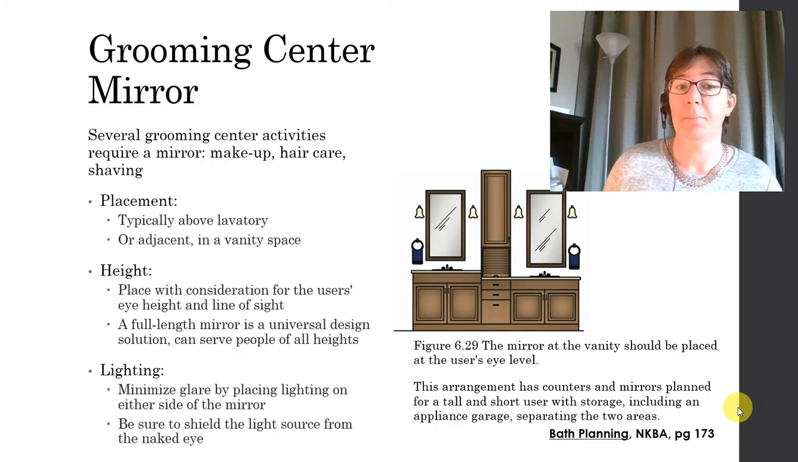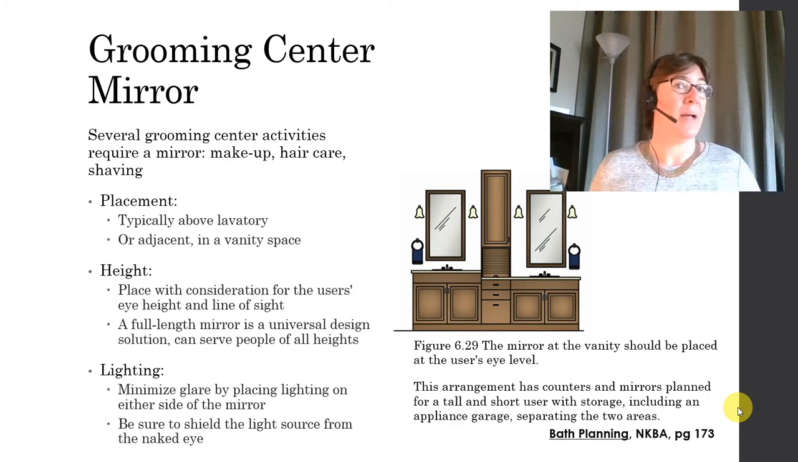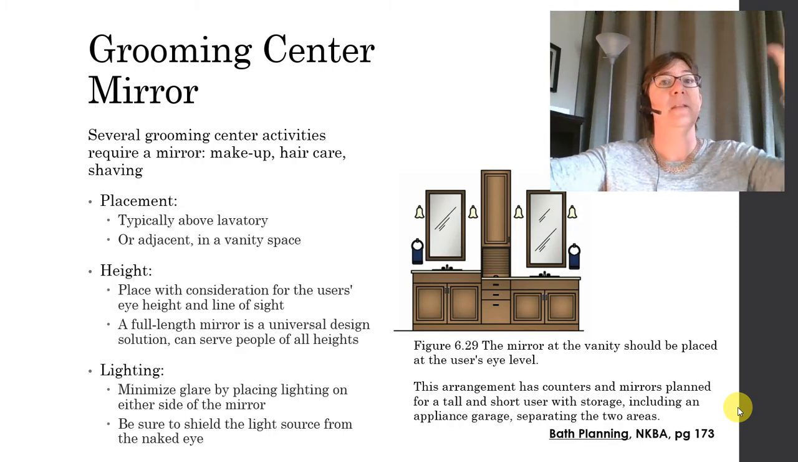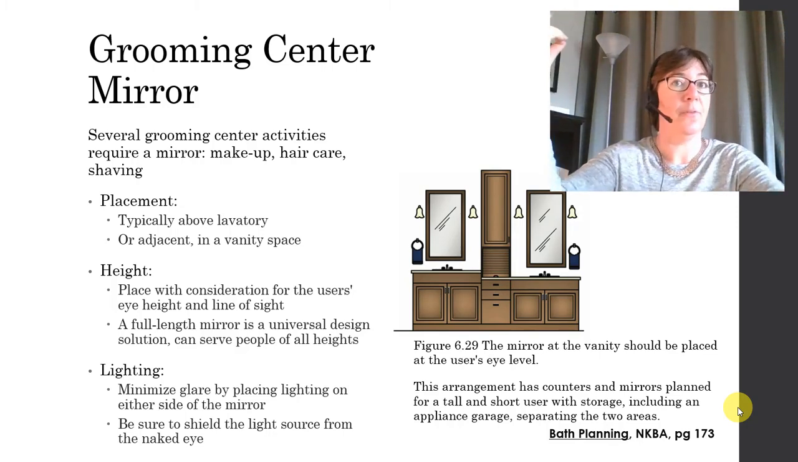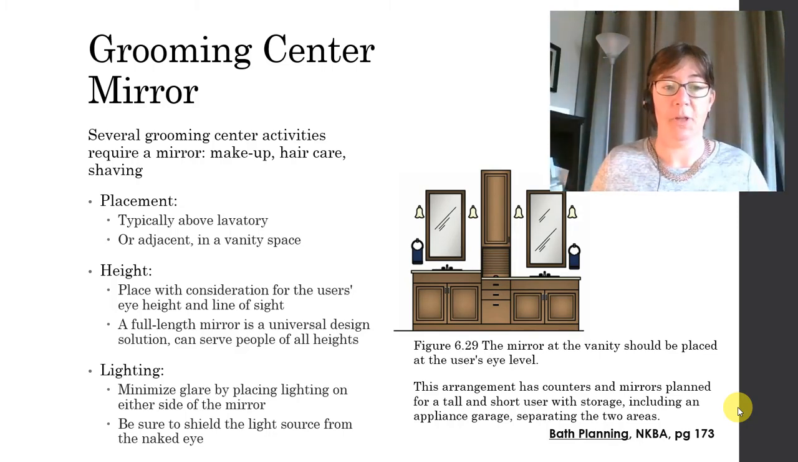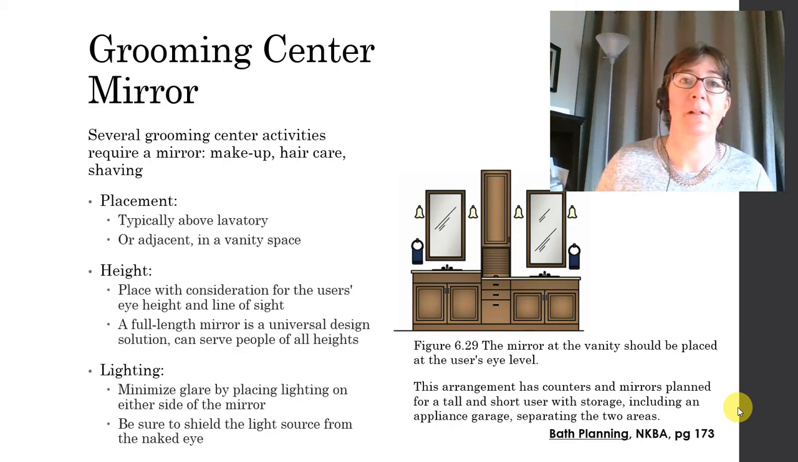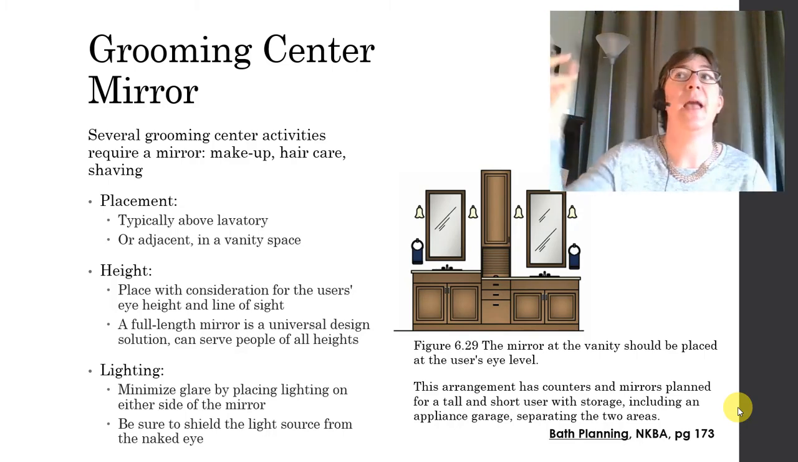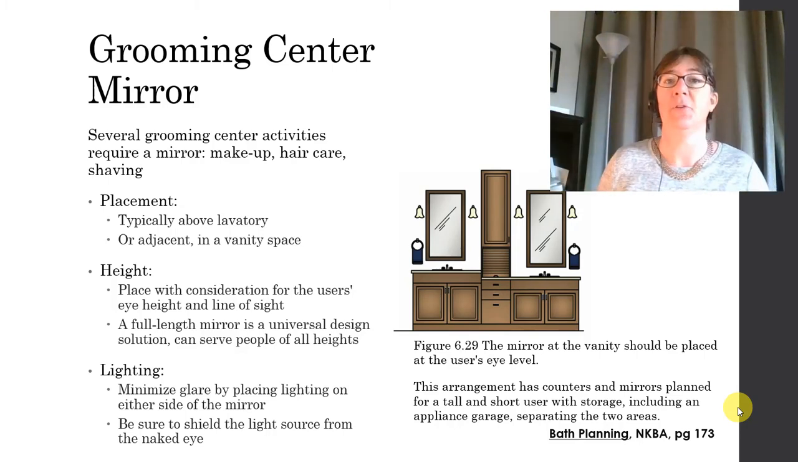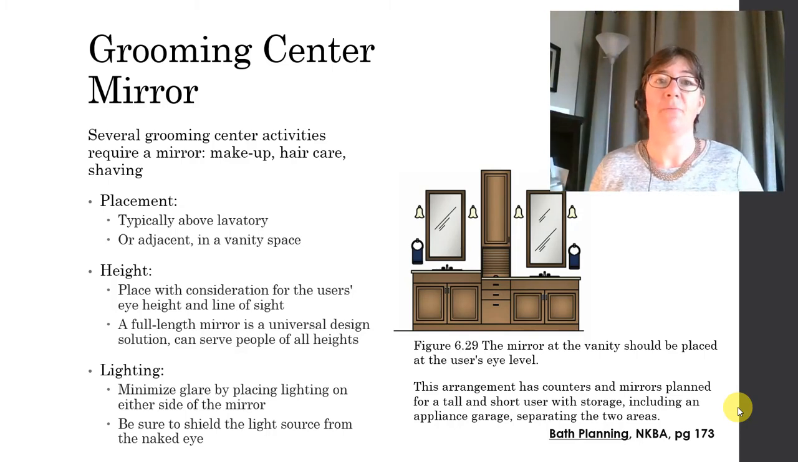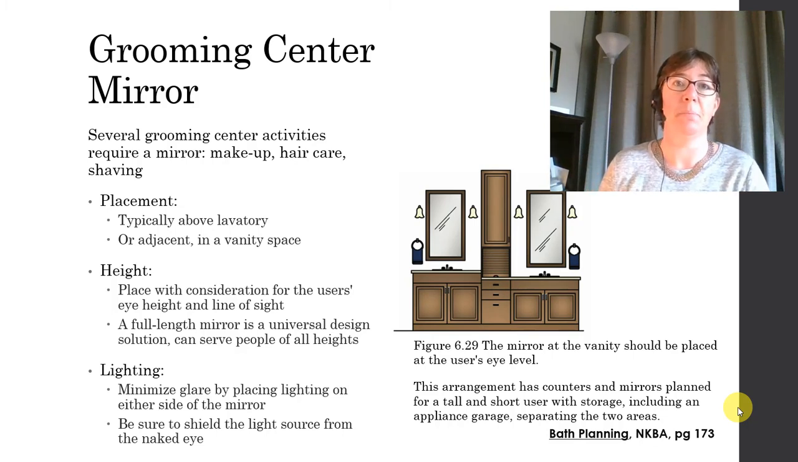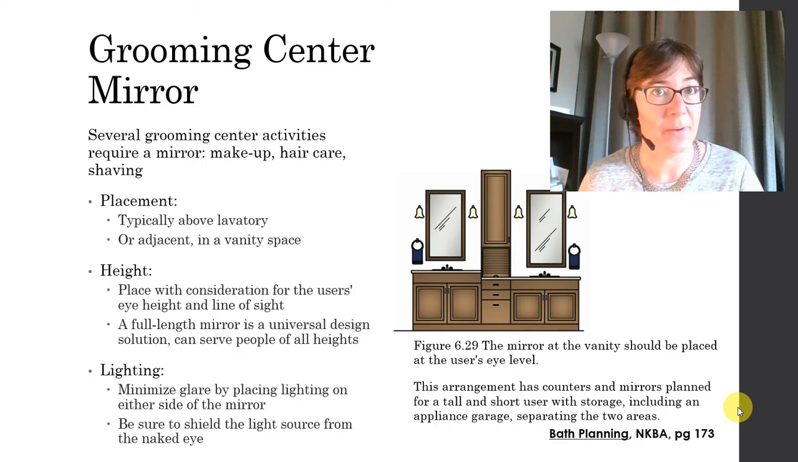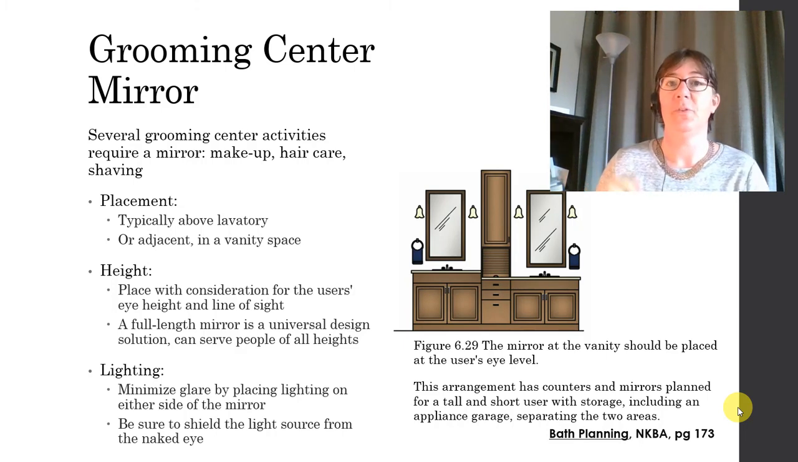Lighting at the mirror is super important. You want to minimize glare and place the lighting on either side of the mirror for even distribution. But be careful, because by placing it in those locations, sometimes you can get a sight line into the direct glare and right into the naked bulb of the lamp. All right, so be sure to shield the light source from the naked eye. Choose your luminaire carefully.